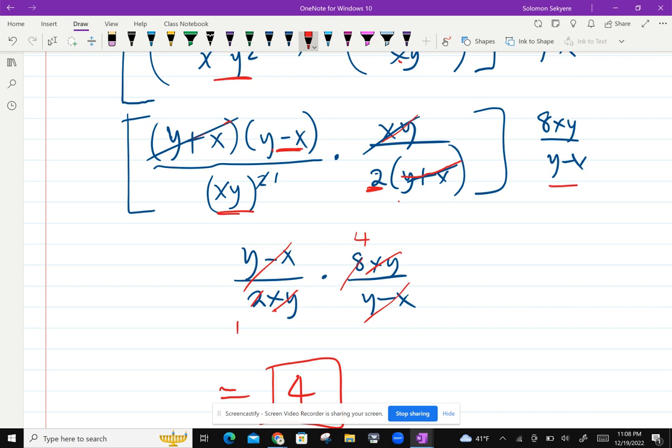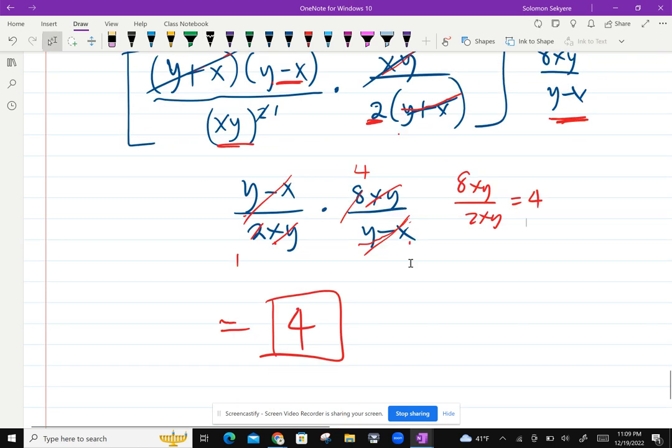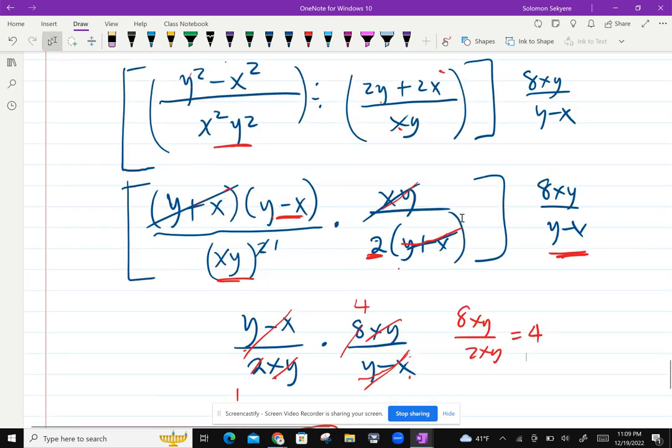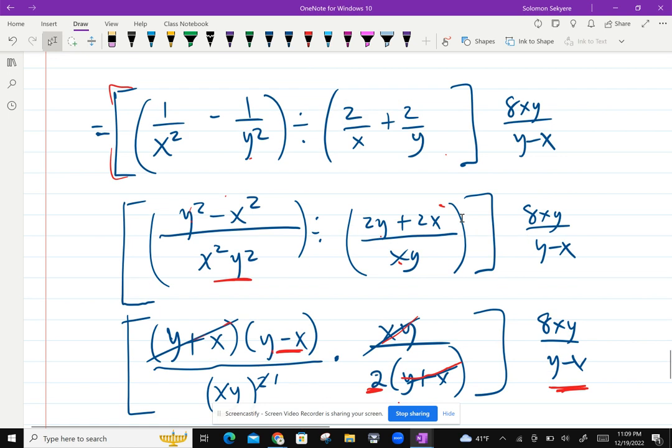And then we have to now multiply by what's on the outside of the bracket, which is 8xy over y minus x. What happens? This y minus x, they cancel. And then you have 8xy over 2xy. And your answer is 4. All that mess reduces to 4. The power of algebraic manipulations.